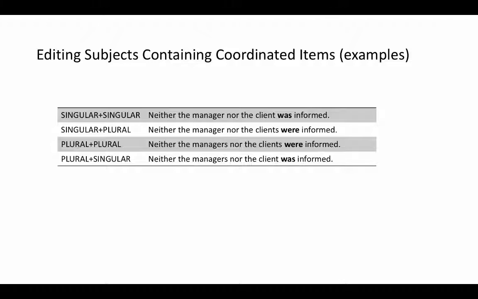Now the trick, of course, is in all four of these cases, you're basically looking at the second item in that coordinated subject. The second item communicates what the verb should be like.